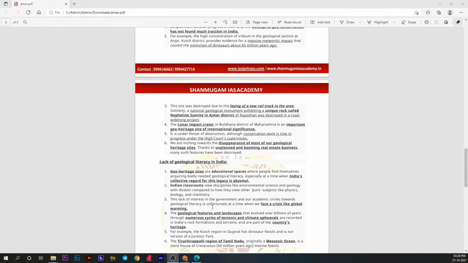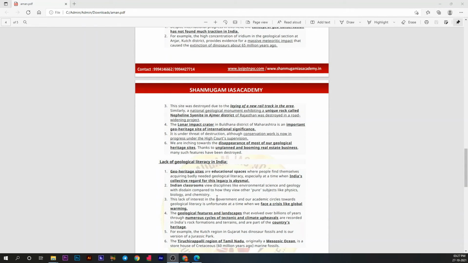Another point is the lack of geological literacy in India. We are not giving much importance to geoheritage in the educational space. People find themselves acquiring badly needed geological literacy. In Indian classrooms, disciplines like environmental science and geology are viewed differently compared to pure subjects like physics, biology and chemistry, which get much importance. Environmental science and geology have to be given more importance and more awareness has to be created. Educational literacy is very important here.